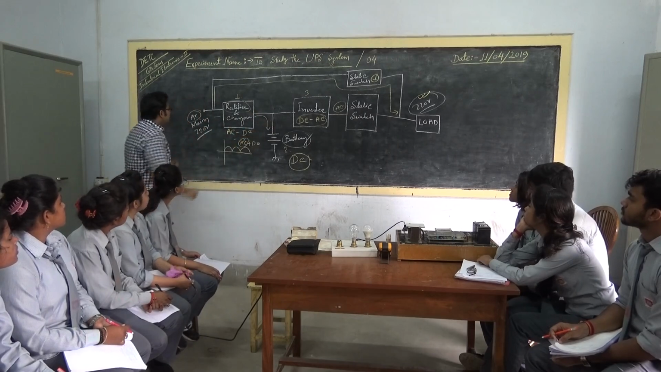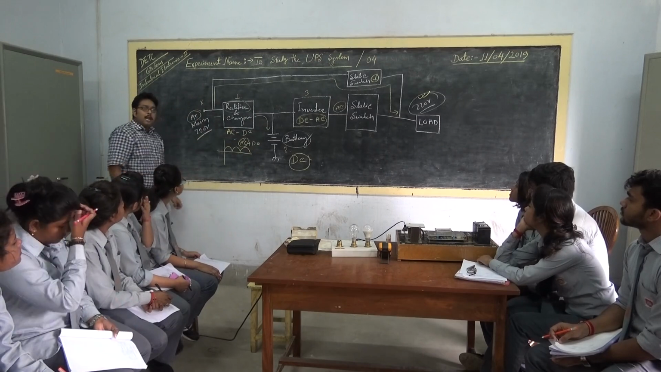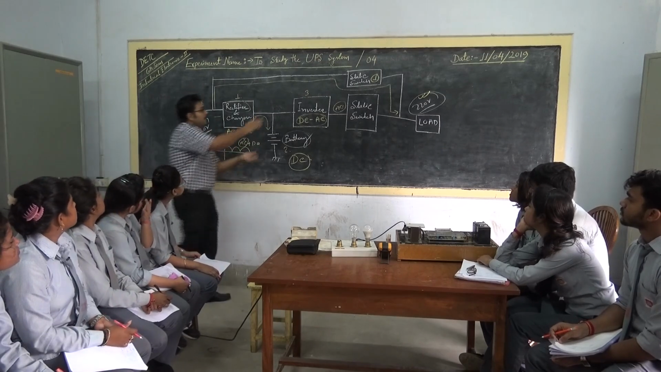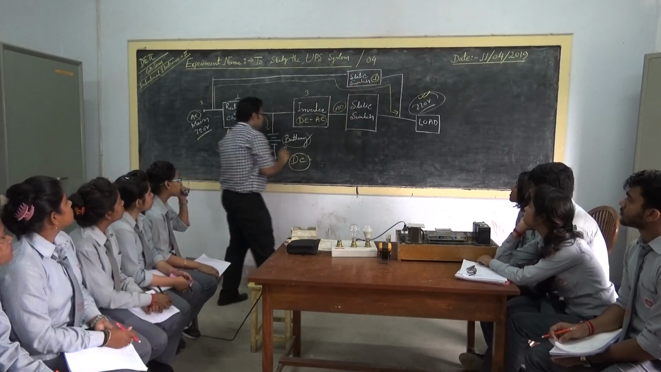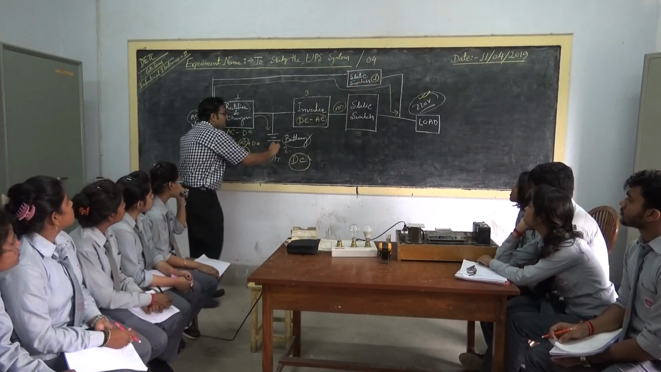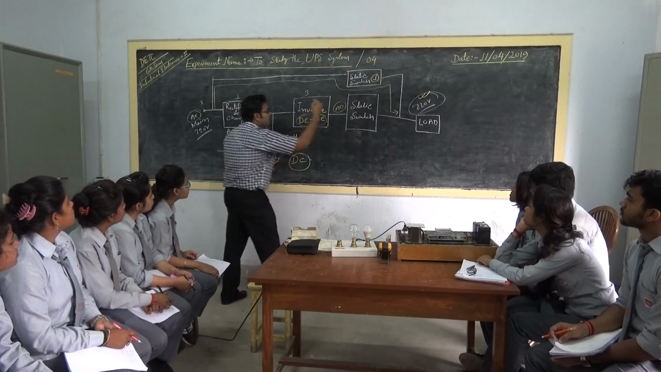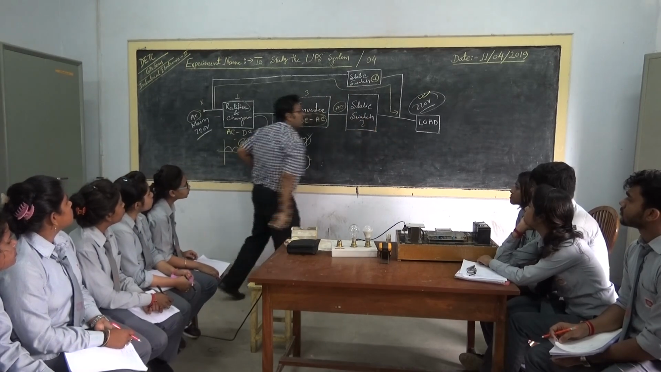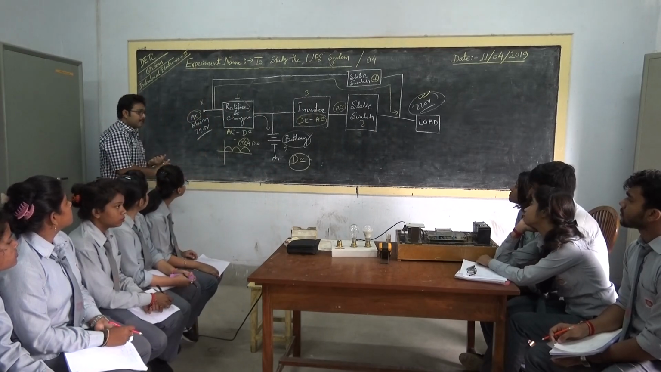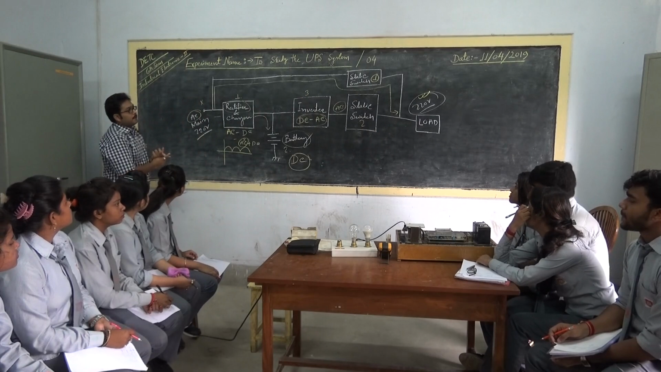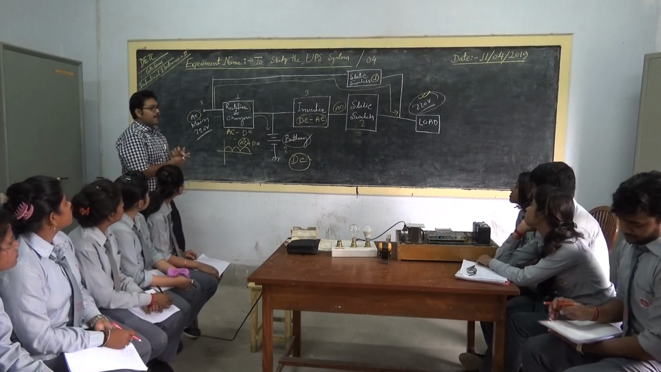Now, whenever the main supply fails, the changeover will be done by the static switch from here to here. Then the supply will be maintained from the battery to the inverter to the static switch to the load. For this switching purpose, the static switch will take 3 to 5 milliseconds.